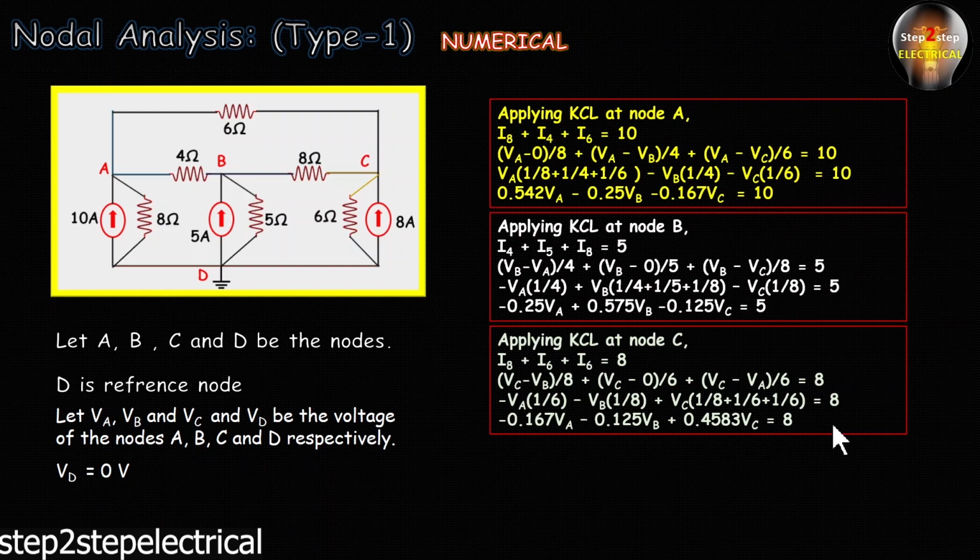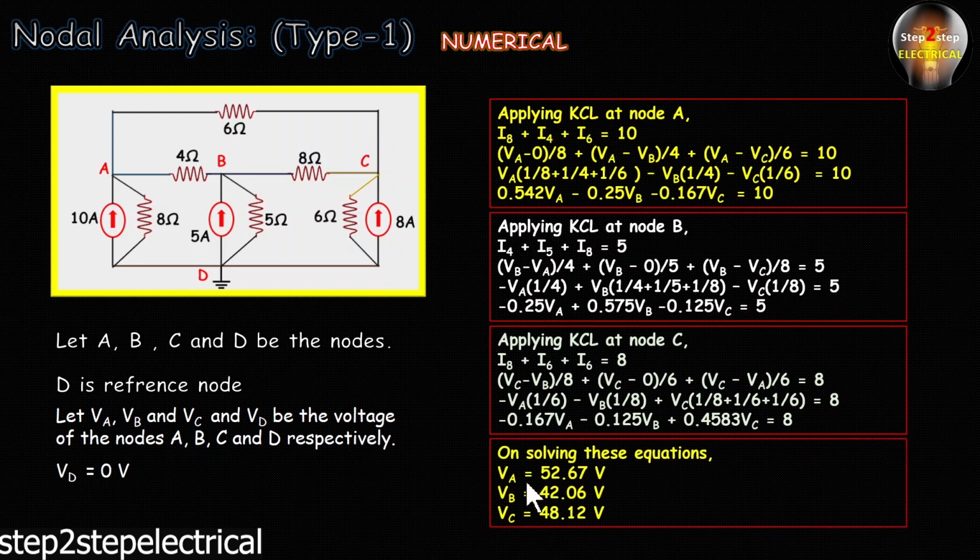Now it's time to solve the three equations that we obtained by applying KCL at node A, node B and node C. On solving these three equations, we get VA equals 52.67 volt, VB equals 42.06 volt, VC equals 48.12 volt, and this is the required result.